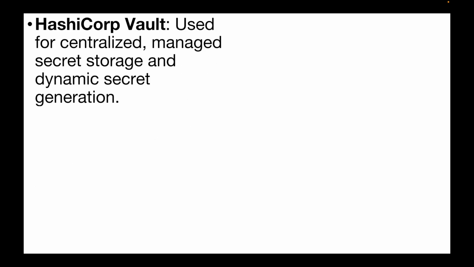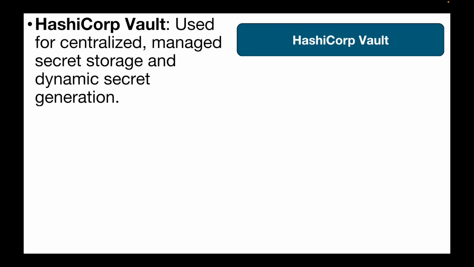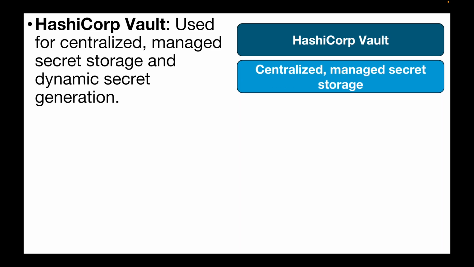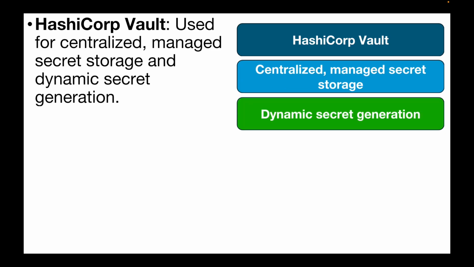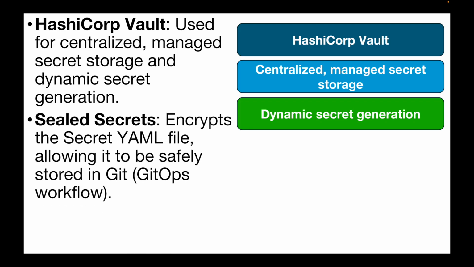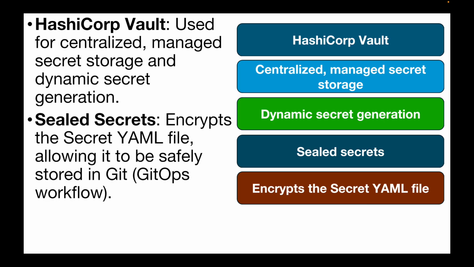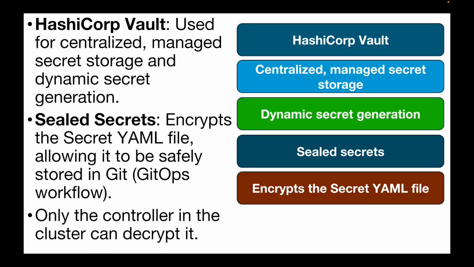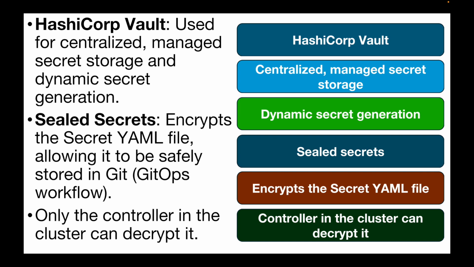So the first option we have is HashiCorp Vault. We can use this for centralized managed secrets storage and dynamic secret generation. The other option you have is Sealed Secrets. This will help you to encrypt the secret YAML file, and that will allow it to be safely stored in Git, which can be used within your GitOps workflow. That way only the controller in the cluster can decrypt the secrets, and no one else will be able to decrypt that particular secret.